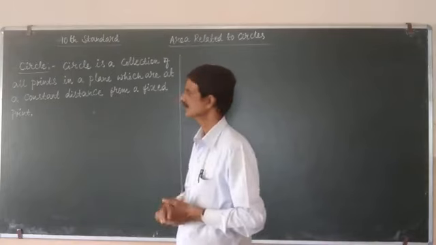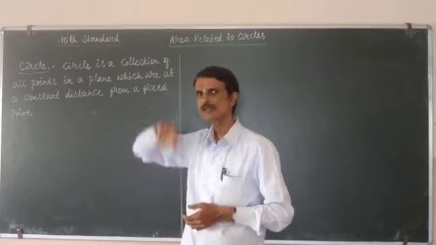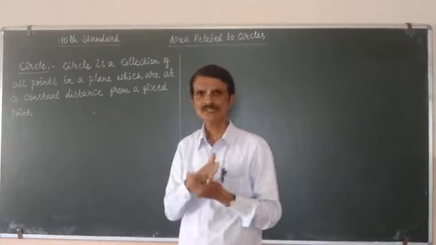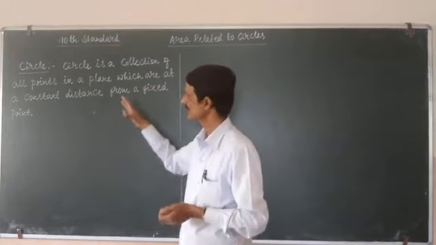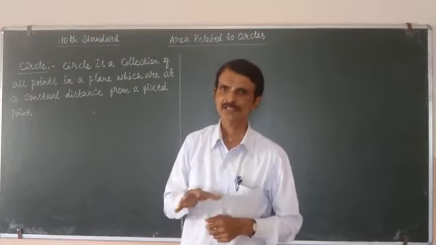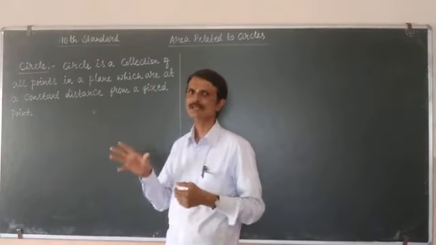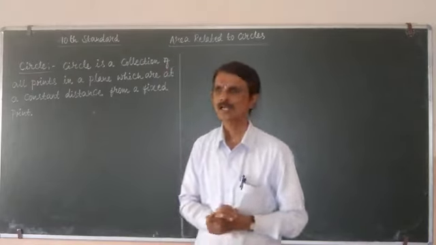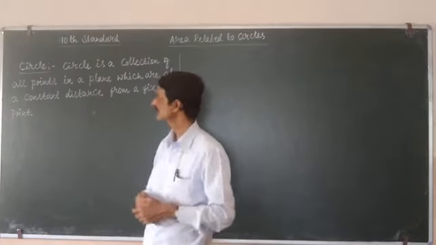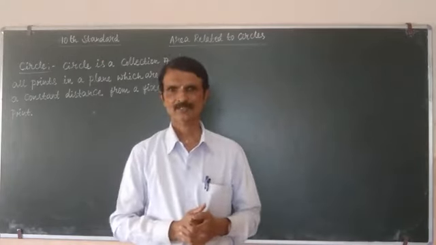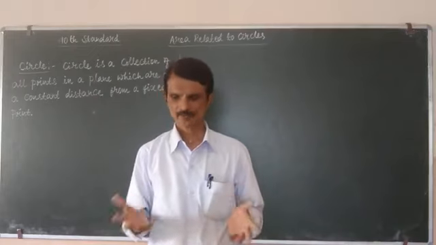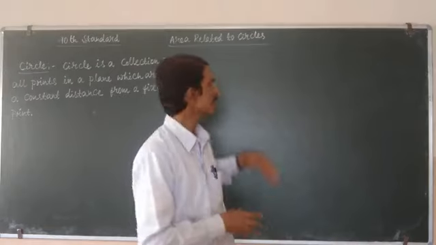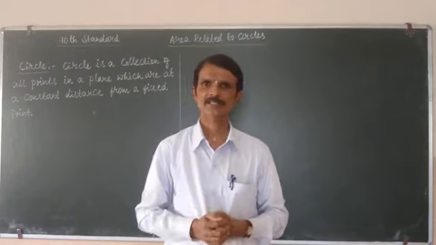Students, a circle is a collection of all points in a plane which are at constant distance from a fixed point. Here the fixed point is called the center of the circle, and the constant distance is called the radius. Now we will recall the previous knowledge which is necessary for us to continue this chapter, area related to circles.